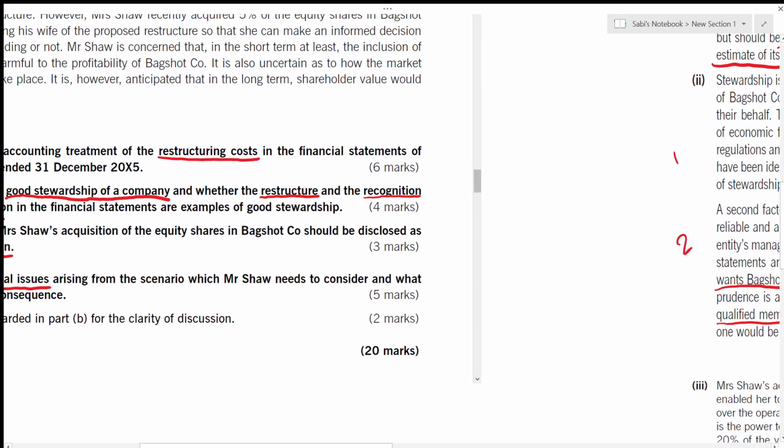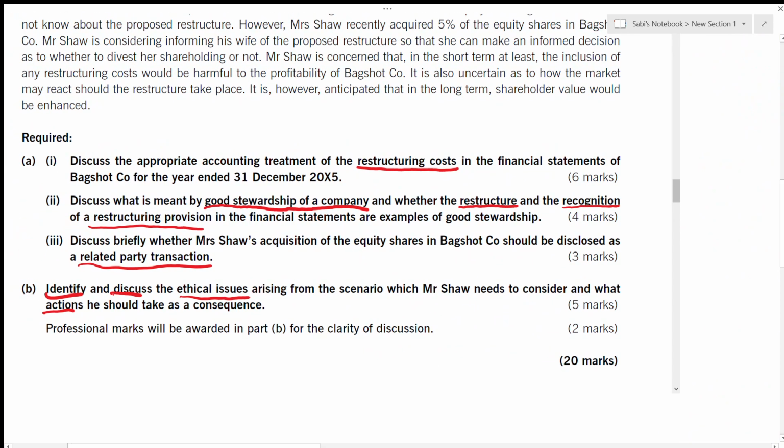Now let's go to the third one. Third is for 3 marks, right? So you need to talk. Okay. Discuss briefly whether Mrs. Shaw's acquisition of the equity shares in Backshot would be disclosed as related party transaction.